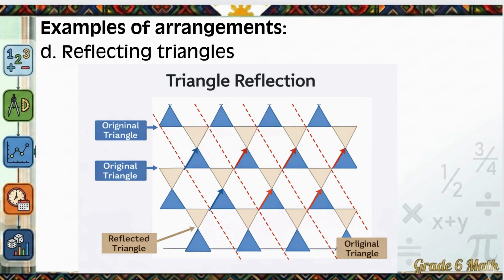Think of it this way: if you stand in front of a mirror and raise your right hand, your reflection raises its left hand. That's what happens to the triangles, they flip across the line. Key idea: reflection doesn't change the size or shape of the triangle, only its position. It's still the same triangle, just facing the other way.